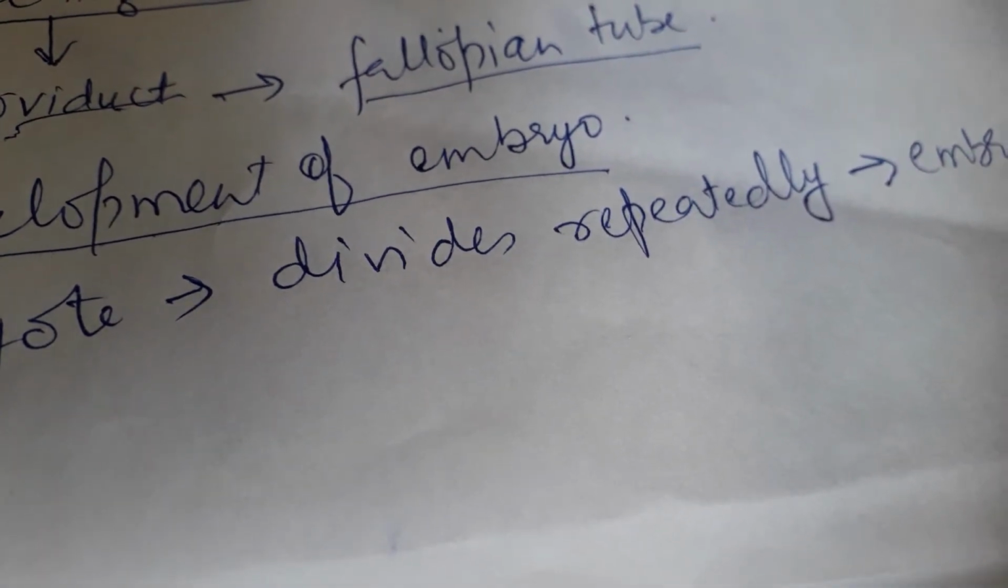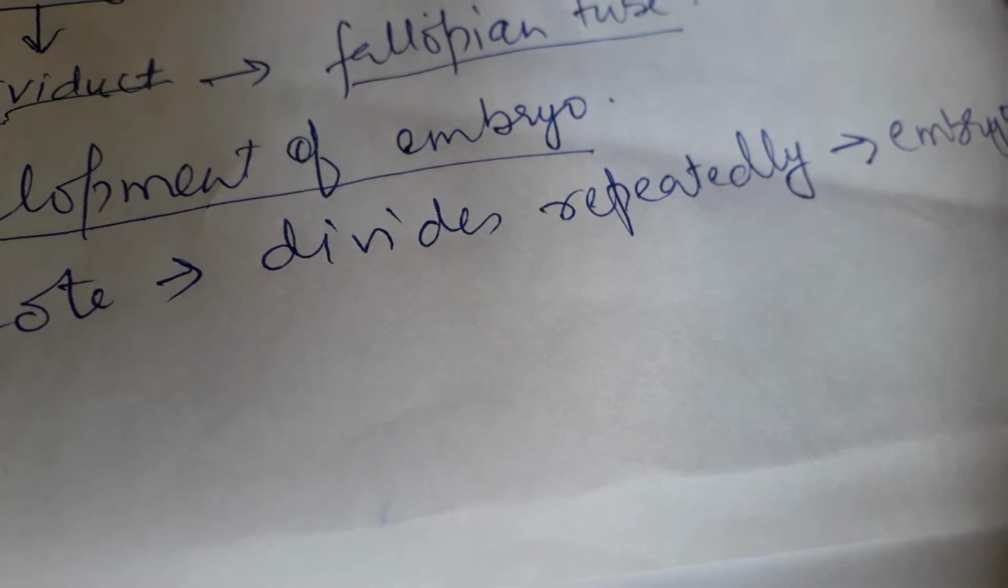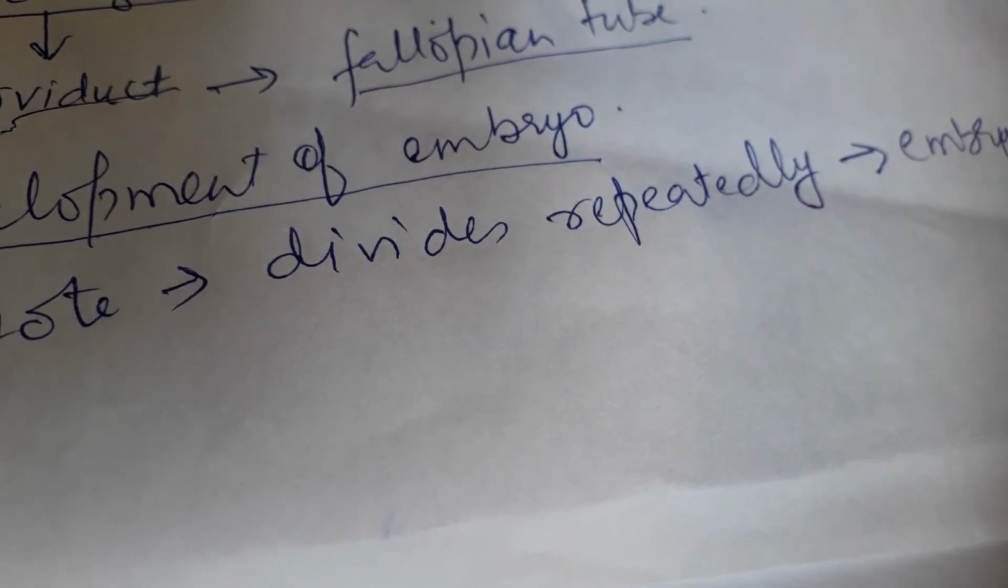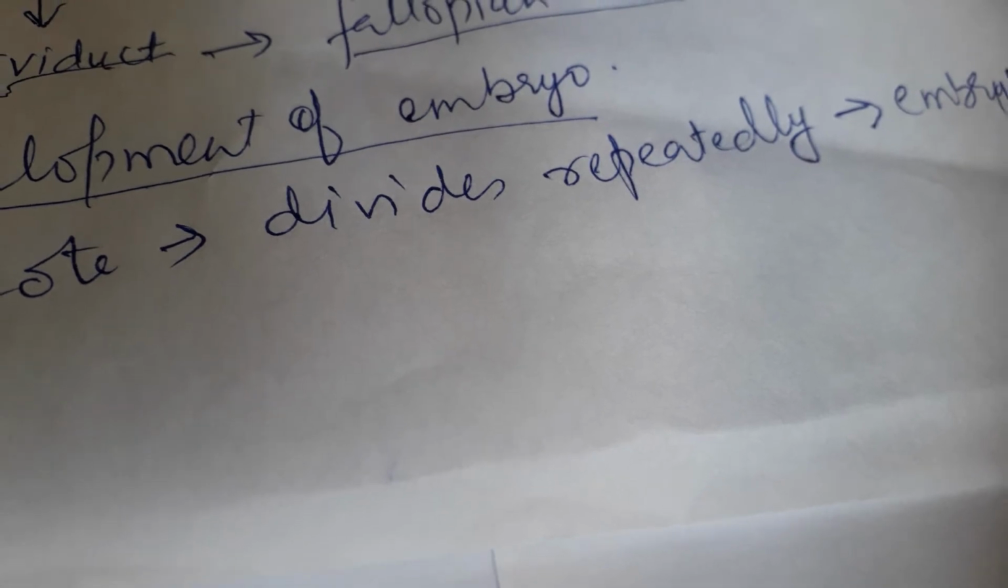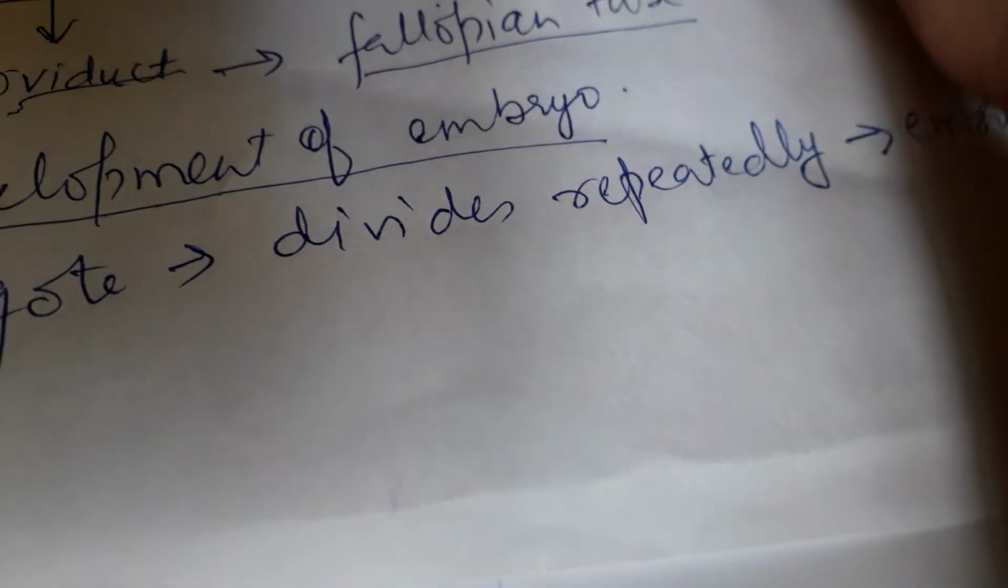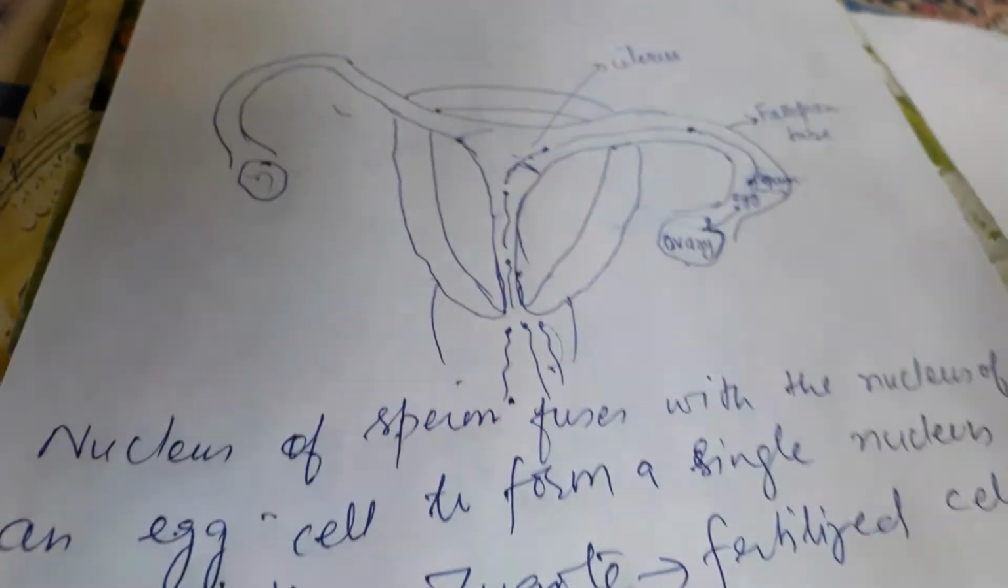ये ओविडक्ट से निकलकर फिर कहाँ पर आ जाता है? यूट्रस में. After that, this mass of cells that we call as embryo moves into the uterus. Okay, so the embryo gets embedded into the soft and thick lining of the uterus, and when this embryo moves into the uterus, it is called implantation.